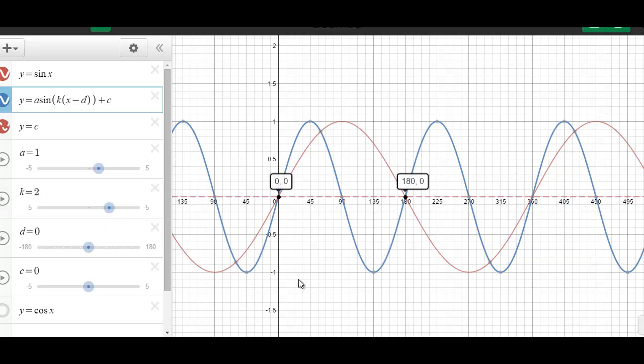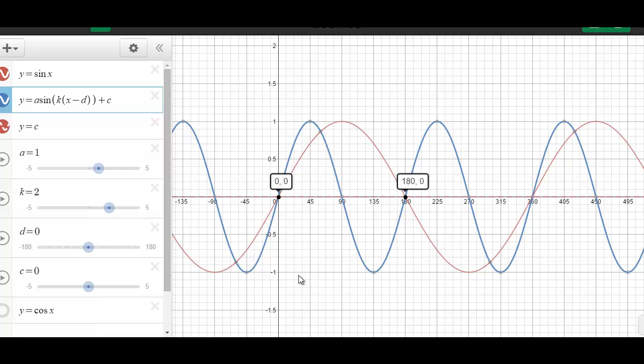And if we just focus on where our curve starts one cycle and ends the cycle, which is the start of a new cycle, we can see that that takes 180 degrees. It was 360 degrees, but now it's 180 degrees. How did we get to that number? Well, we can take 360 degrees, our original period, and divide it by the k value, 2. 360 divided by 2 is 180 degrees.